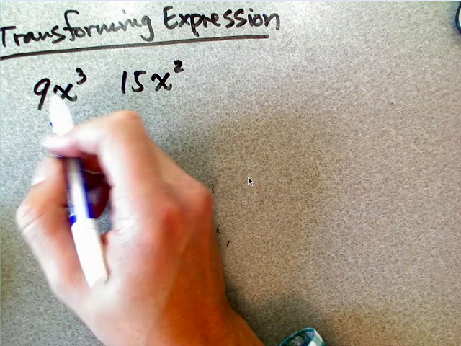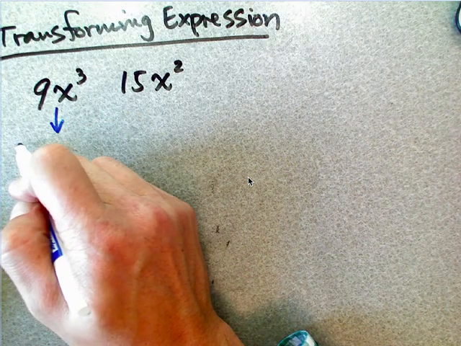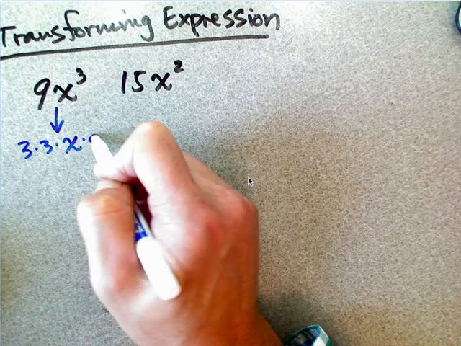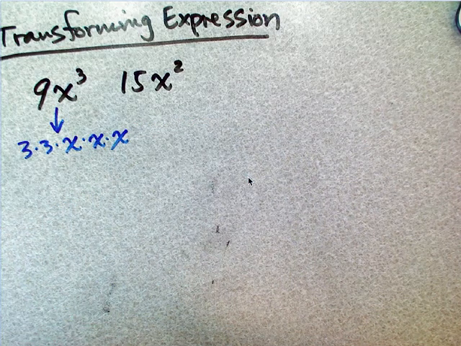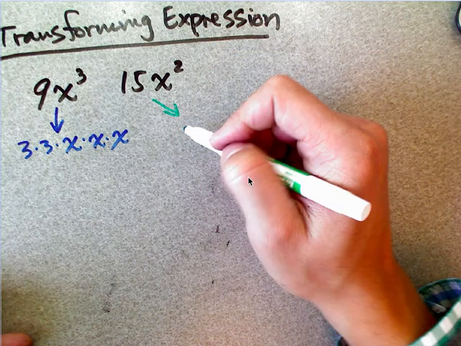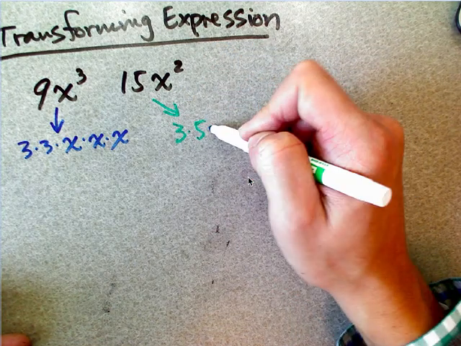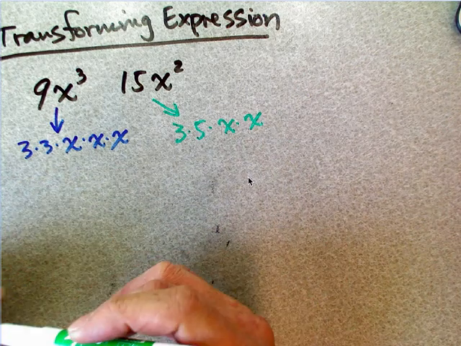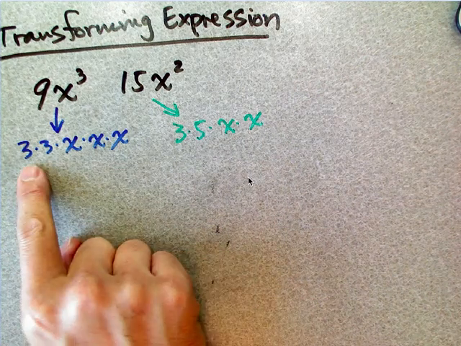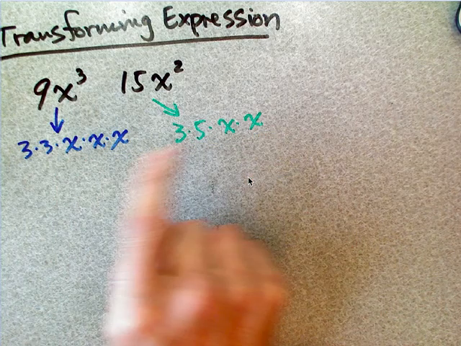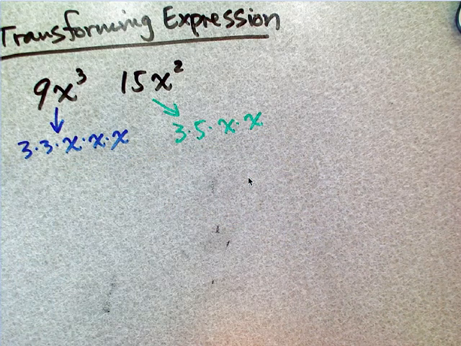we can rewrite this 9x cubed as 3 times 3 times x times x times x. And then you can rewrite 15x squared as 3 times 5 times x times x. This process is called prime factorization. Each of the factors here is not breakable. These are all prime numbers except the x's.